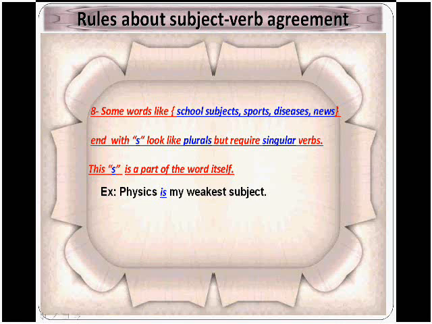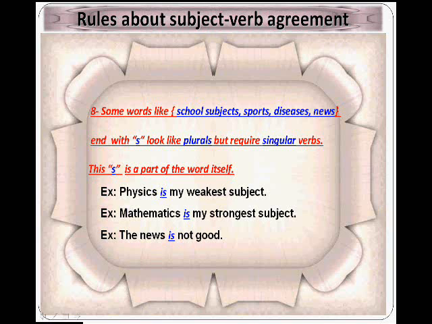So I have to put is. Mathematics is my strongest subject. Again, in mathematics, this S is part of the word. We can't omit it, we can't remove it. Of course it is a singular word, and it needs a singular verb. I can't say mathematic and I can't say physic. This is completely wrong. It's mathematics and physics.